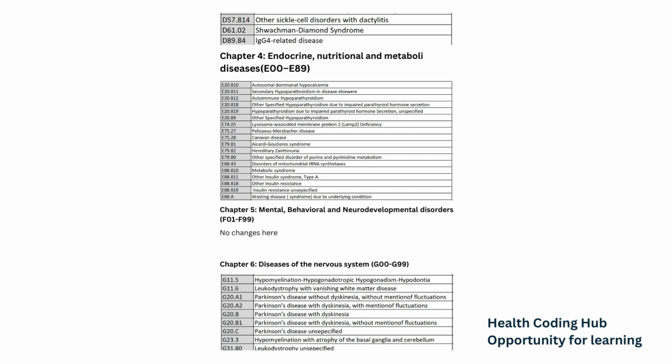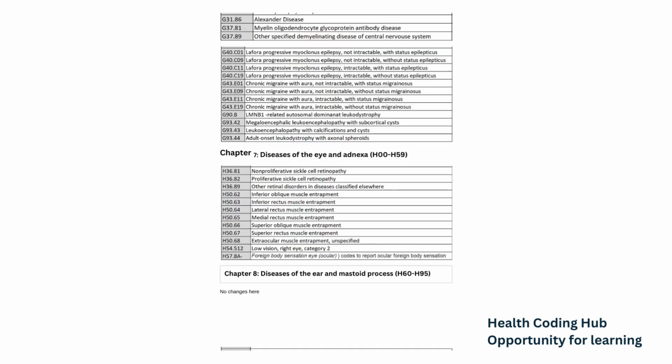Hypomyelination and atrophy of the basal ganglia and cerebellum is a rare neurological disorder that affects the central nervous system, and is assigned to the G23.3 code. Progressive myoclonus epilepsy is a severe inherited neurological disorder that causes seizures and progressive neurological decline.